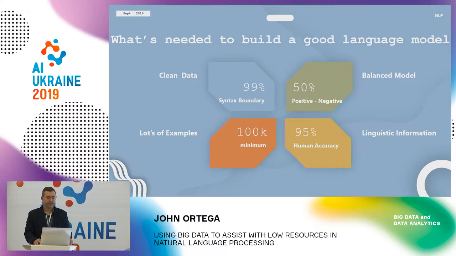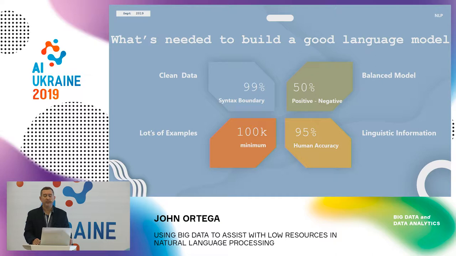Here's what one would typically need, in my opinion, to build a good language model. In order for a human to feel somewhat confident about the language produced, some say that we want 95% accuracy. When's the last time you used Google Translate? Were you convinced of the translation? It's a hard metric to measure. It's an ideal world where we could get syntax boundaries from documents nearly 100% of the time.